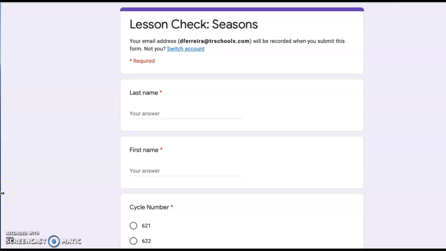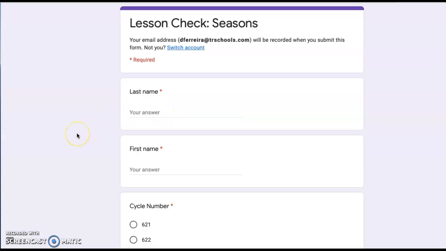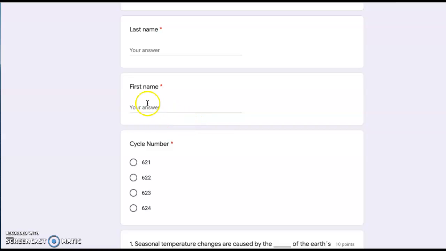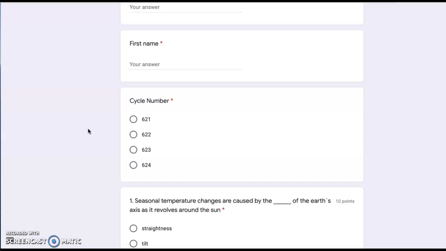Lesson check. Seasons. First, type your last name in the box here. Next, type your first name in the box here. Now you will select your cycle number.